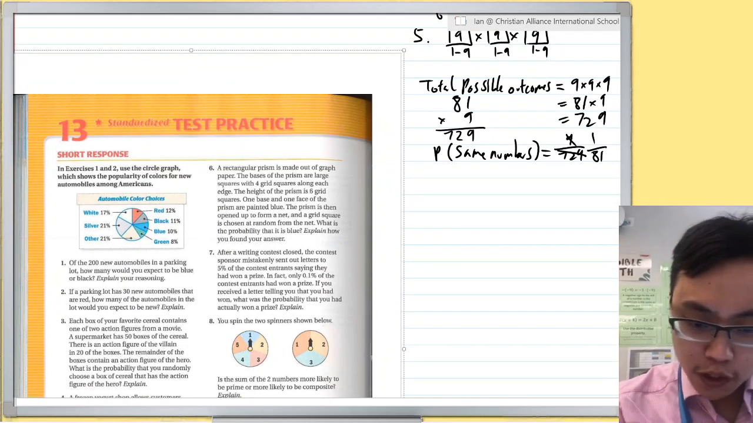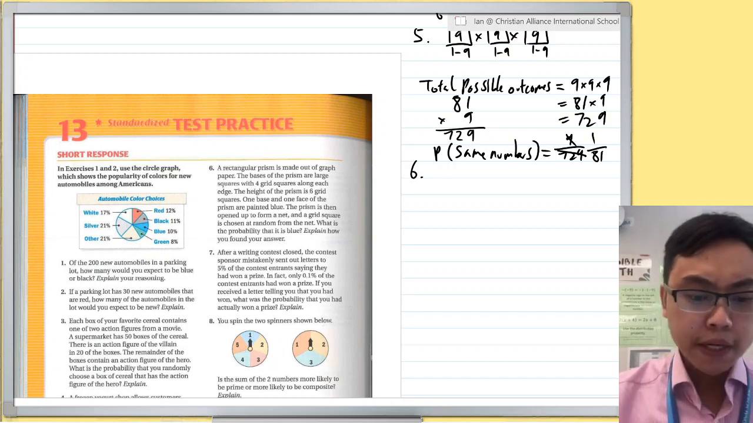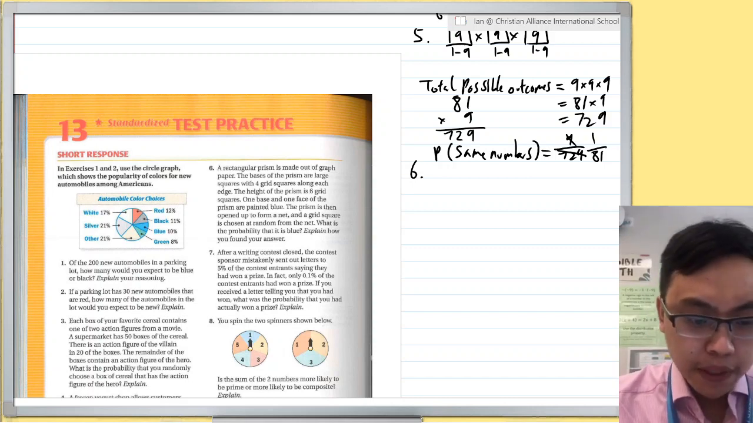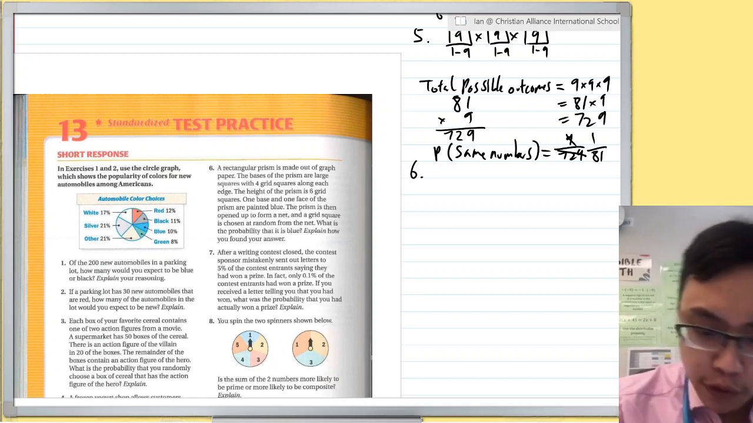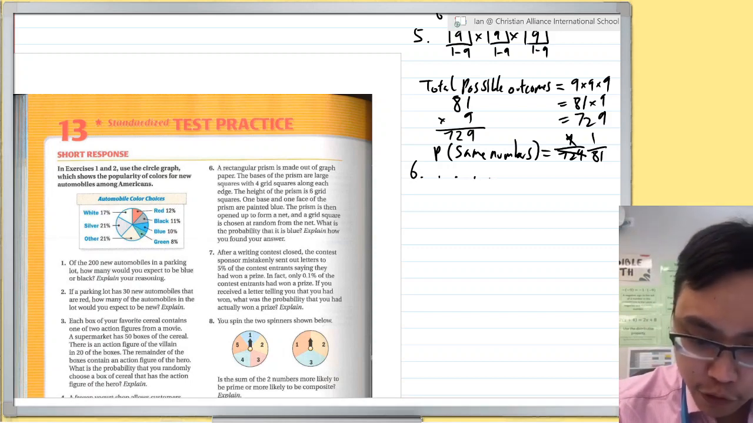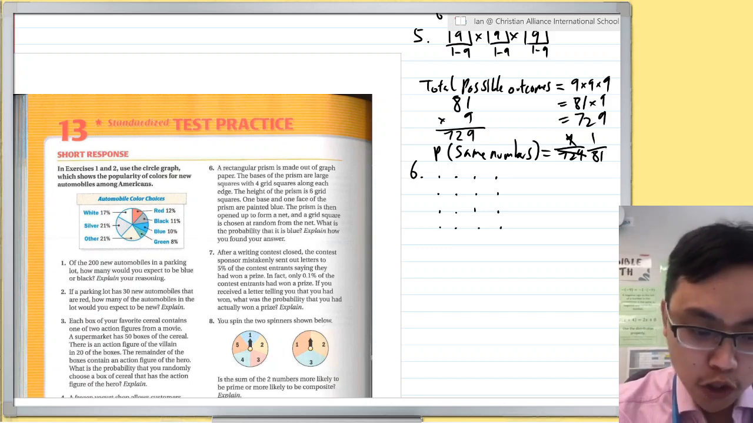Okay, question 6. Let's move on. A rectangular prism is made out of graph paper. The bases of the prism are large squares with 4 grid squares along each edge. So if we look at it, if we have graph paper, if I can quickly dot them down like this, this is one large square.